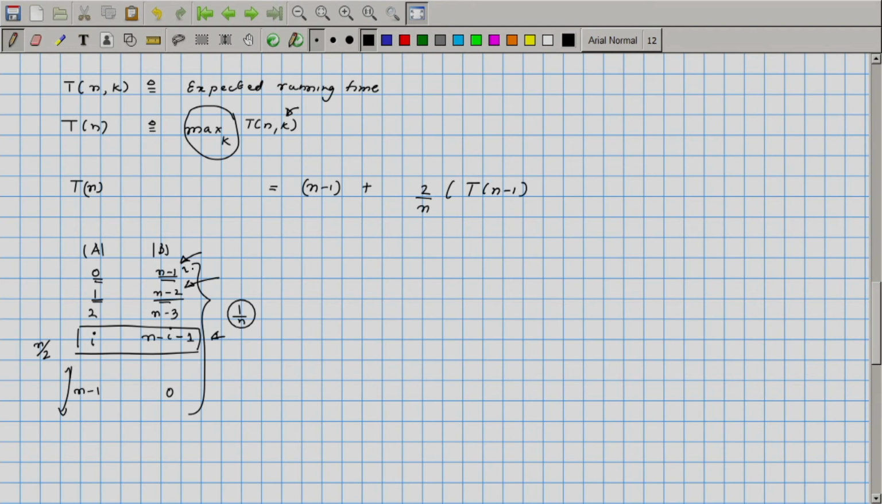So, T(n minus 1) appears in both these situations. That is why this 2 is coming. All these possibilities for A and B each appear with 1 by n probability, but for 0 and n minus 1, we recurse on the set of size n minus 1, and for n minus 1 and 0, again we recurse on the set of size n minus 1. So, that accounts for 2 into T(n minus 1) plus T(n minus 2) all the way up to, let us say, T(n by 2).